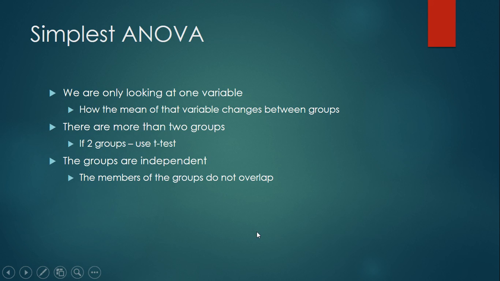So the simplest Anova is a one-factor independent measures Anova. In that case, we're only looking at a single variable, and we're looking at how that variable changes over groups. If there are more than two groups, then of course we use Anova. If there are two groups, we use a t-test. And the groups are independent.